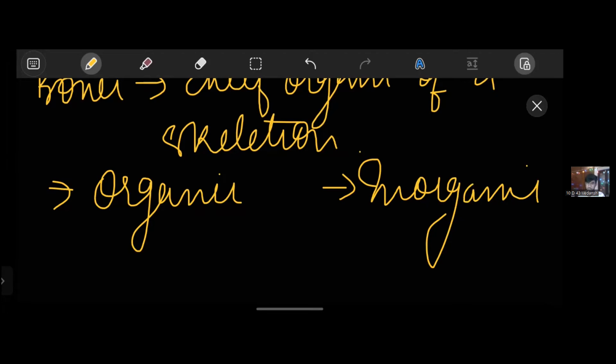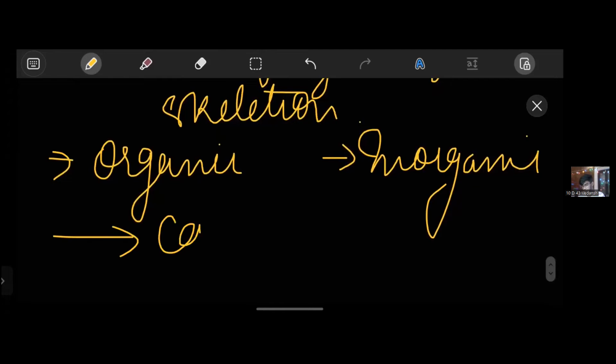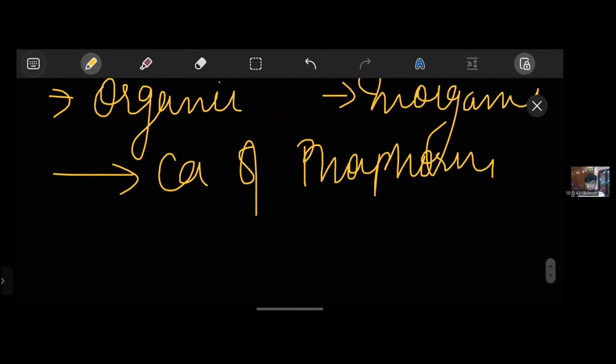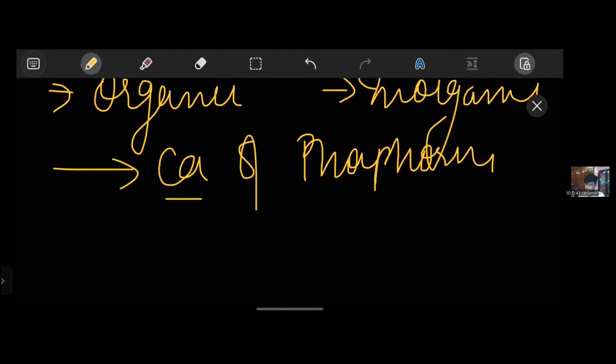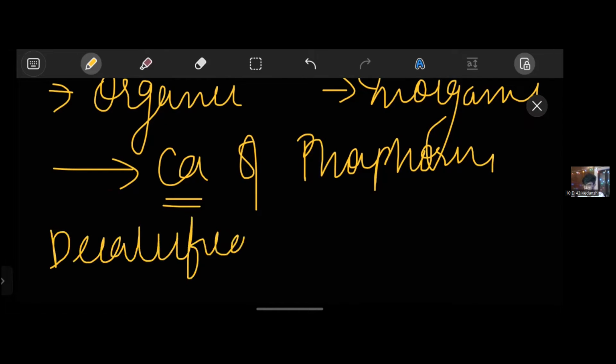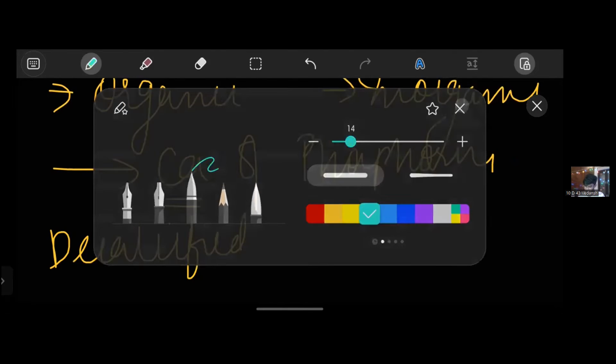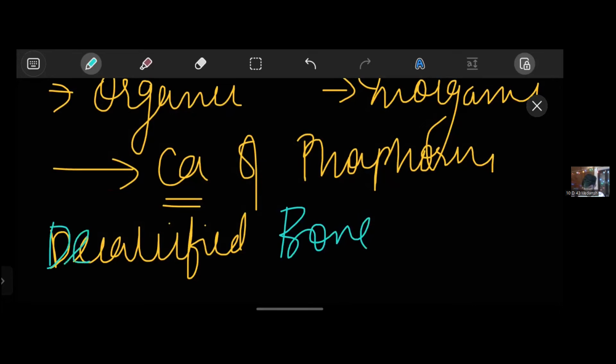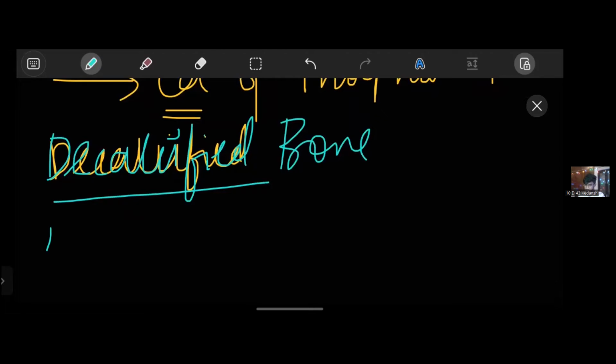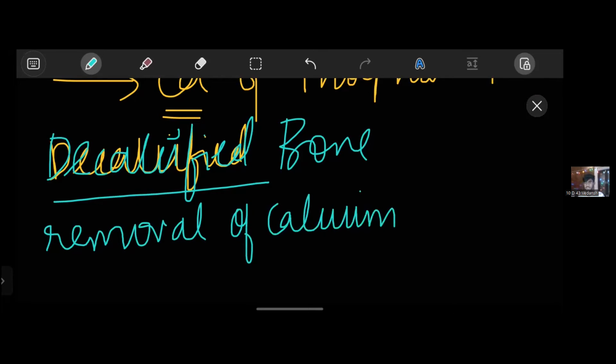Okay? Then, what else will it contain? Calcium and phosphorus. Now, if you dissolve this calcium from the bone, it is known as a decalcified bone. Decalcified means removal of calcium from a bone. De means removal, calcification means calcium. So decalcification means the calcium has been taken out.